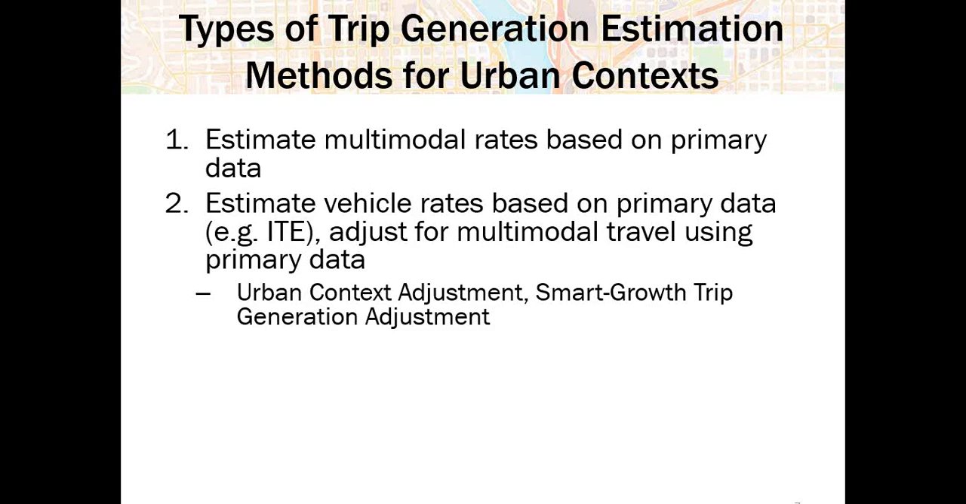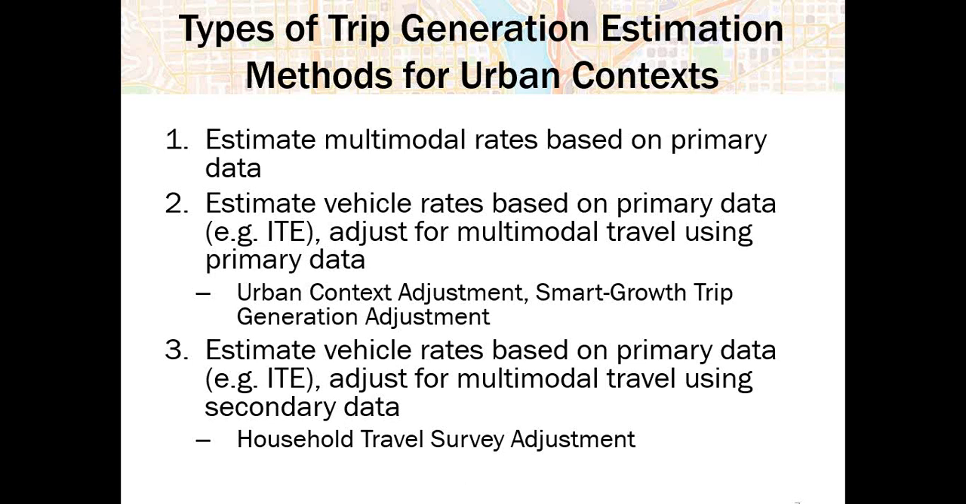The second type of method would be using primary data. You estimate vehicle trip rates based on primary data like ITE. This is what gives you an estimate of trip counts. And then you would adjust those rates for multimodal travel or travel in urban context using primary data that has also been collected. There are 2 methods I'm going to talk about today that fall under this tier of method: the urban context adjustment, which was developed in Portland, Oregon at Portland State, and the smart growth trip generation adjustment, which was developed at UC Davis in California.